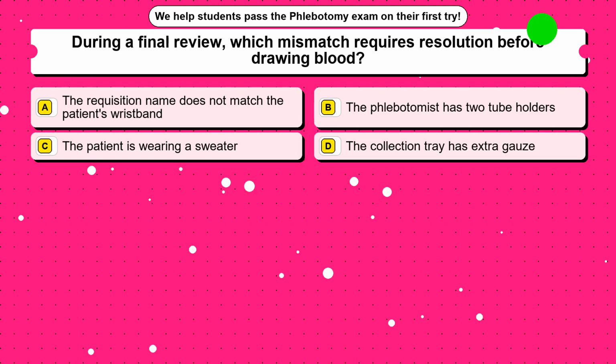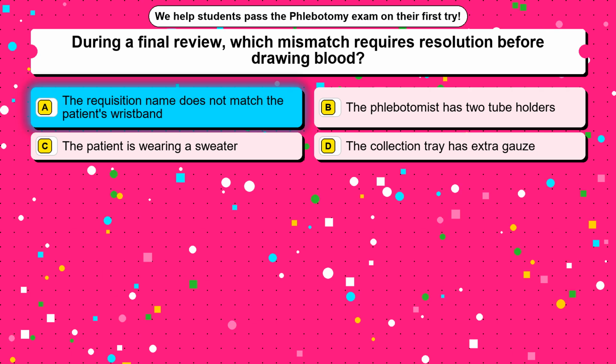Question 99. During a final review, which mismatch requires resolution before drawing blood? Option A. The requisition name does not match the patient's wristband. Option B. The phlebotomist has two tube holders. Option C. The patient is wearing a sweater. Option D. The collection tray has extra gauze.